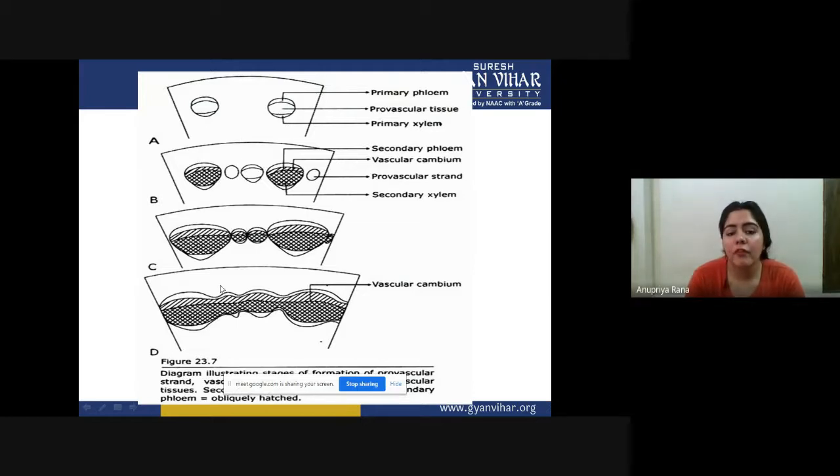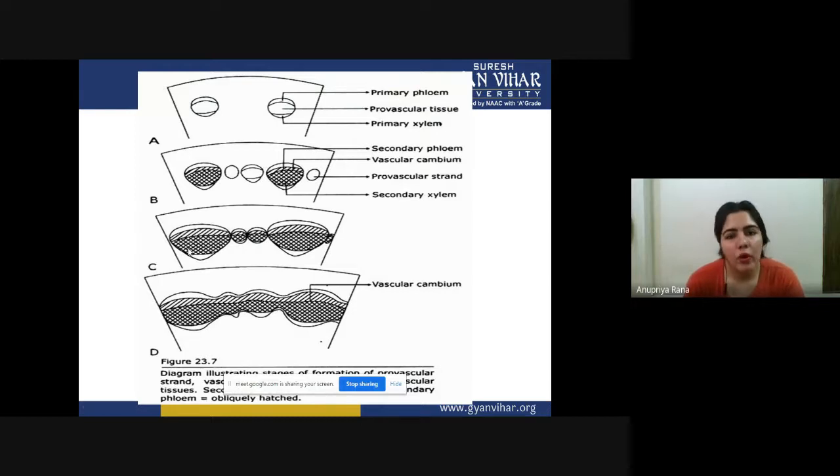But what do we need in this formation? If we want them to be present like this, we need something in between them. So these in-between positions, these two, are the interfascicular cambium. And this one, the large vascular bundle patches, these are the fascicular ones.